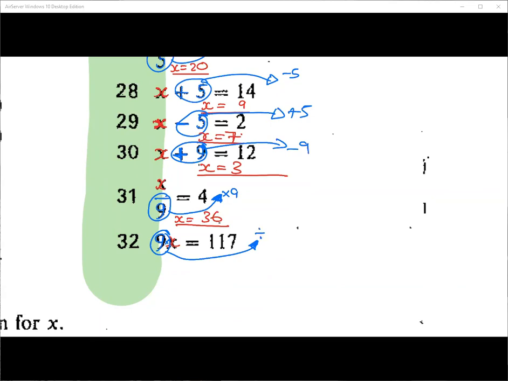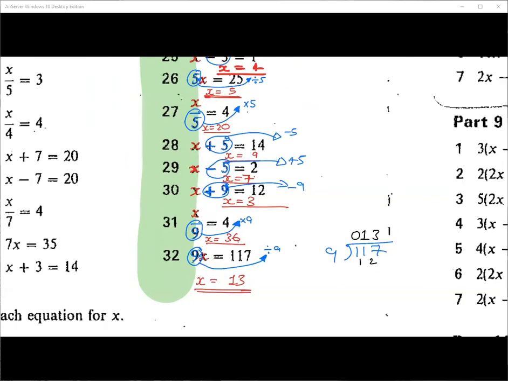Opposite of times by 9 is? Divide by 9. Okay, so we do 117 divide by 9 using the bus stop technique. So how many nines go into 117? 13. So x is equal to 13. Yep. Fantastic.